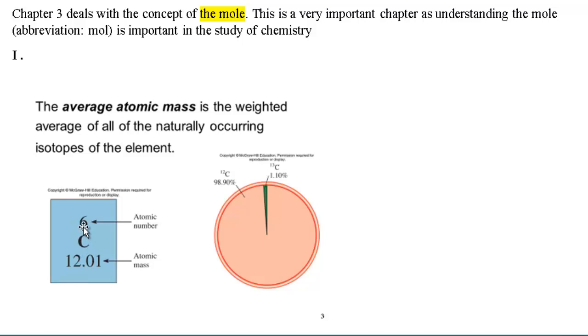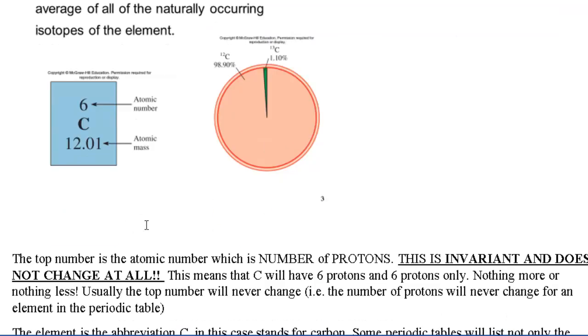First of all, taking, for example, carbon. Carbon has an atomic number of 6. 6 is the number of protons, and that is invariant. So that's something you want to keep in mind as a review. That will never change. Carbon will always have 6 protons.